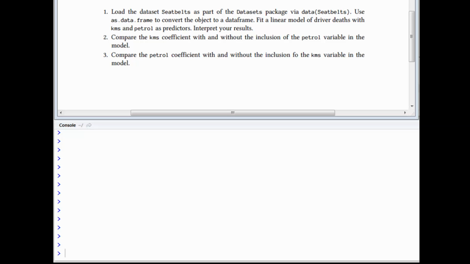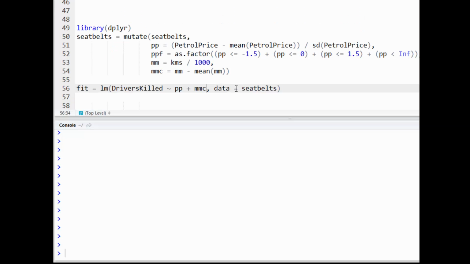In question 2, we're interested in the kilometers coefficient, and we're interested in what effect the petrol price has on the kilometers coefficient. So first, refer back to the previous questions on this to look at the data processing that we've looked at and some of these other things.